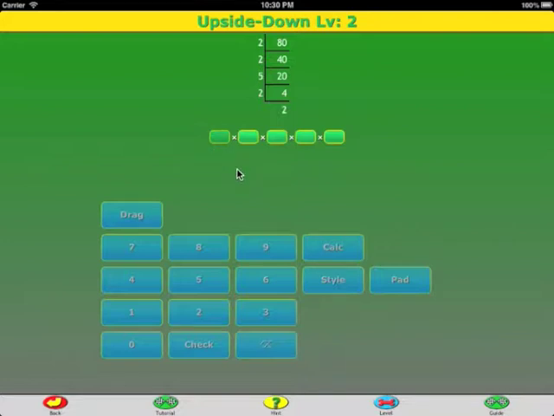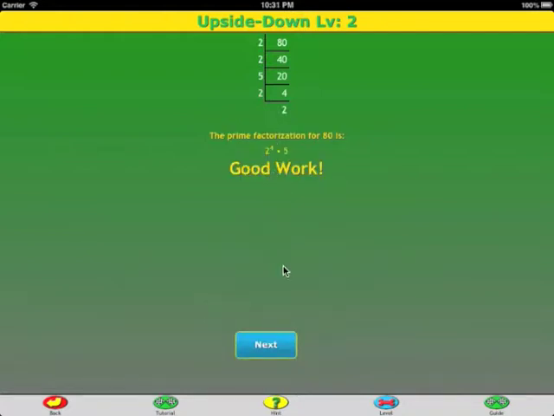Now we have to enter the prime factorization. The prime factorization is entered from least to greatest. This time we just enter each prime factor without exponents. So it's 2, 2, 2, 2, and 5. And this question is done.